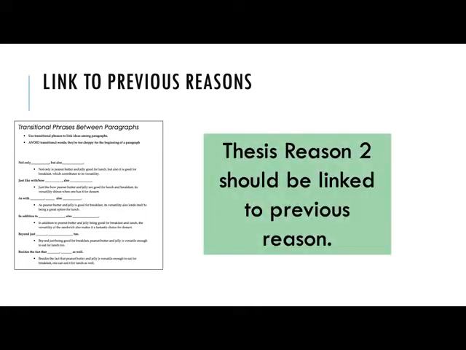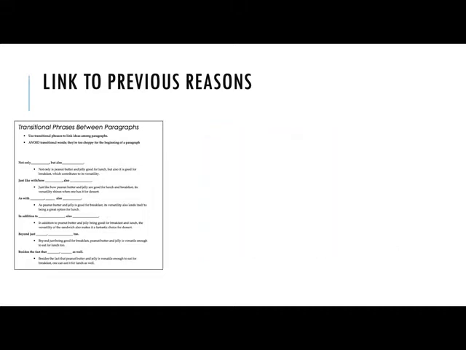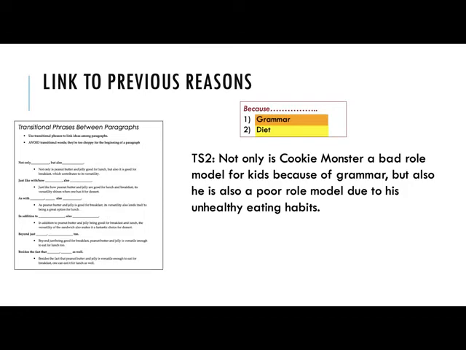For this paper, your thesis reason number 2 should be linked to the previous reason, which is thesis reason 1. And if you recall, in this example we're using, grammar is the first reason why we are pairing our topic and claim together, and diet is the second reason why. So if we were to reword our second thesis in support, or second topic sentence in support of our thesis, it might say something like this.